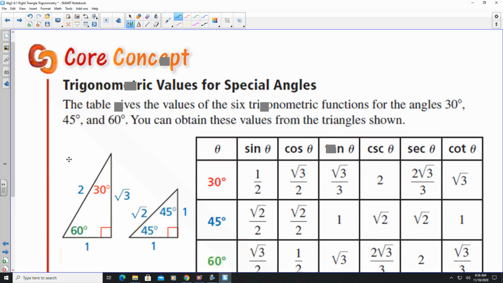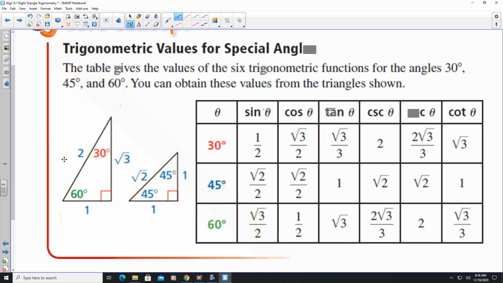Here we have what is called trigonometric values for special angles. Anytime you have a 30-degree, 45-degree, or 60-degree angle, there are special values for the sine, cosine, tangent, cosecant, secant, and cotangent. It helps to memorize these, but having this chart is helpful in order to evaluate these types of functions. But here they are.